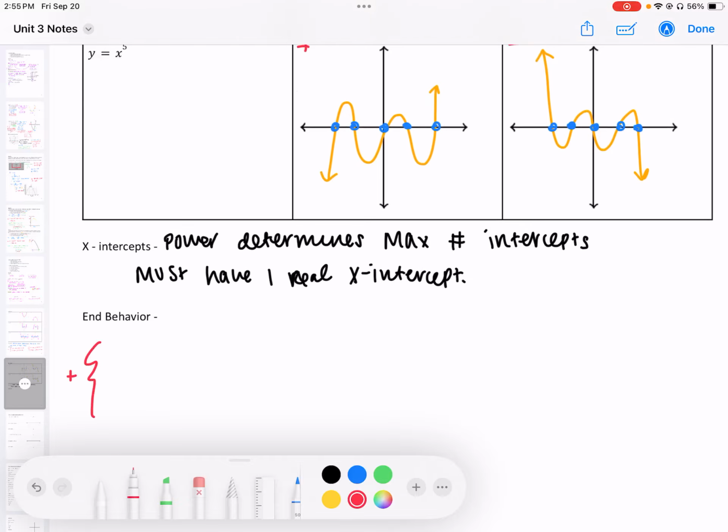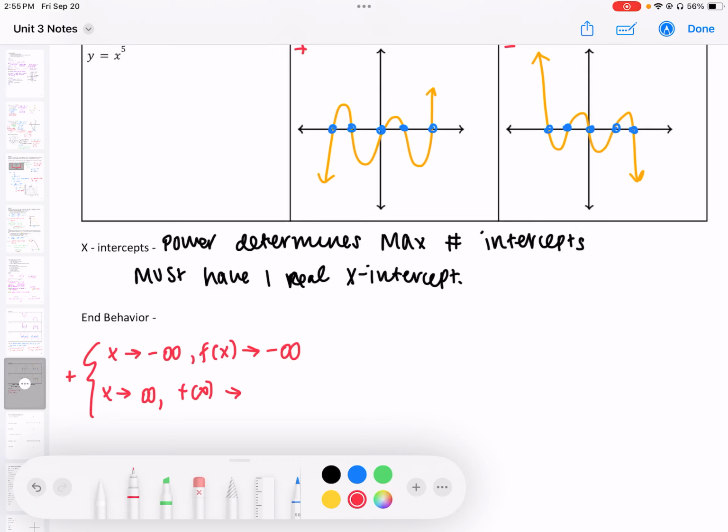End behavior for our positive functions. As x approaches negative infinity, f of x approaches negative infinity, and as x approaches infinity, f of x approaches infinity. For our negatives, as x approaches negative infinity, f of x approaches infinity, and as x approaches positive infinity, f of x approaches negative infinity. Okay?